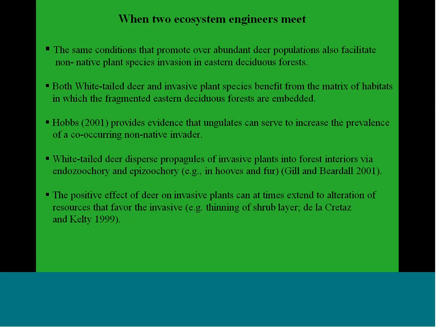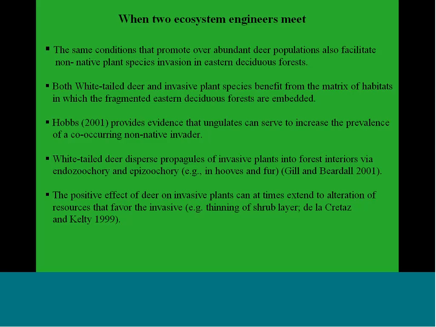In addition, Hobbs provides evidence that ungulates could serve to increase the prevalence of a co-occurring non-native invader. So this can happen through selective foraging. If the deer specifically eat native species and don't eat the invasive, that could increase the abundance of invaders, as well as ungulates can disperse propagules of invasive plants into forest interiors, either by eating them and defecating them out or on their hooves and fur.